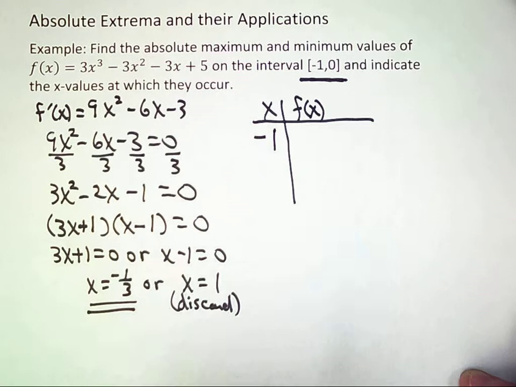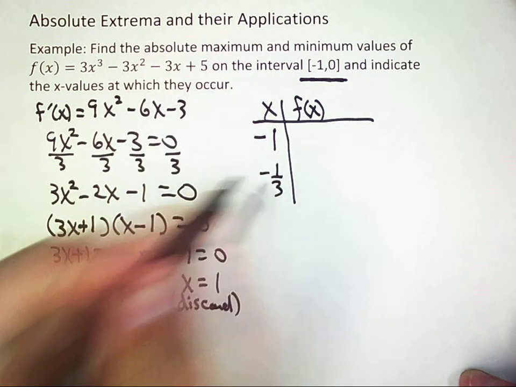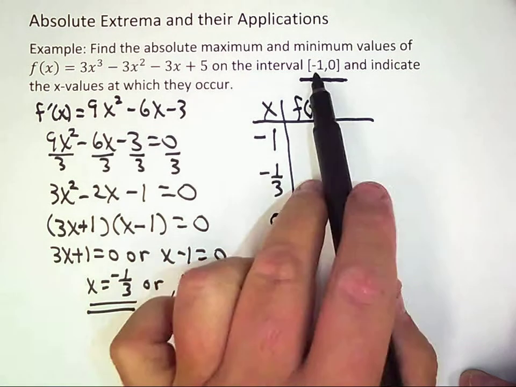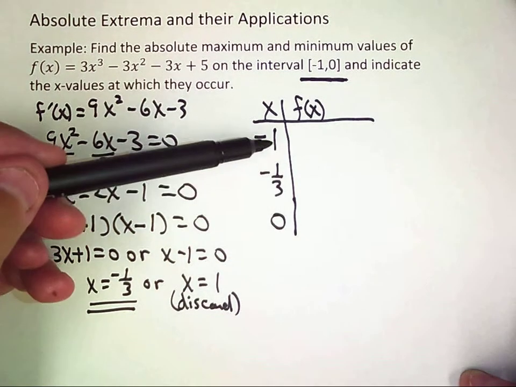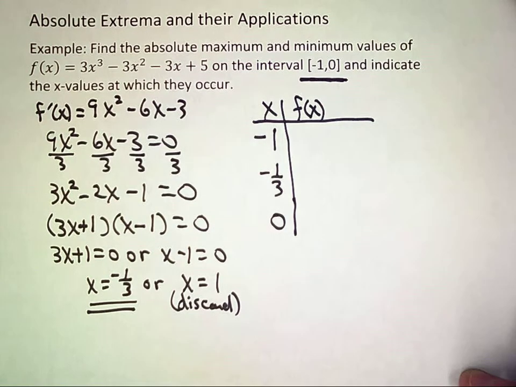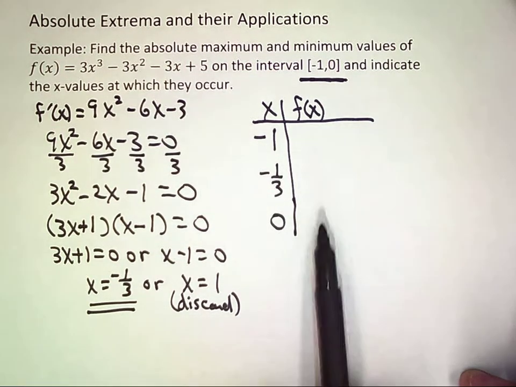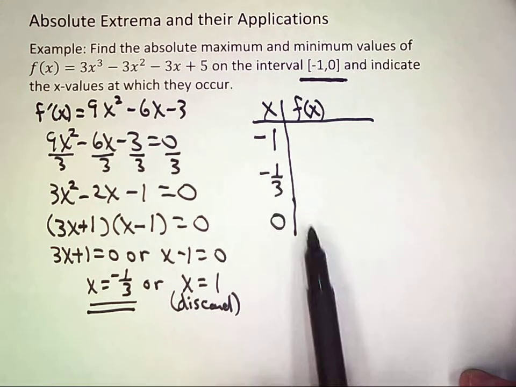-1 is the smallest x value. The next one is -1/3, and the next one is 0. So I'm taking my two endpoints and any critical values I get, putting them in order from smallest to largest, and I want to calculate all my y values. The largest of the y values will be the absolute maximum, and the smallest of the y values will be the absolute minimum.